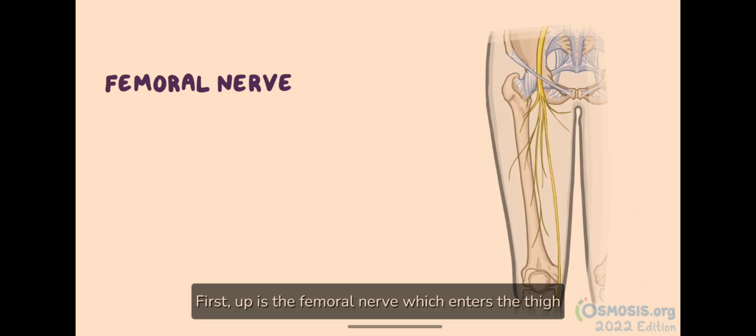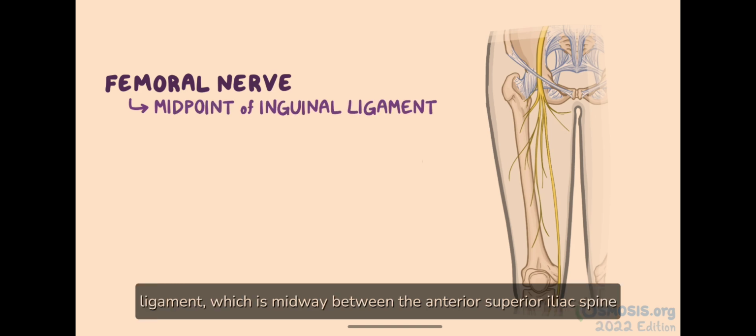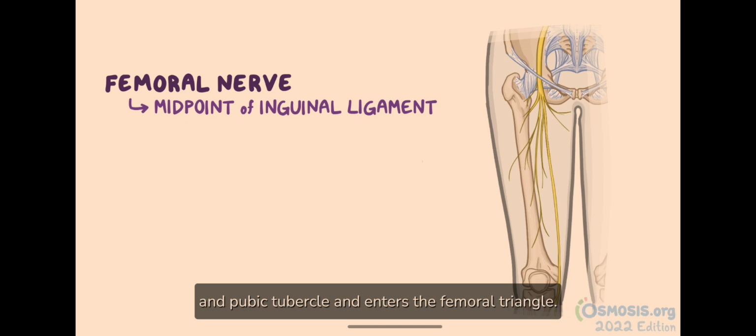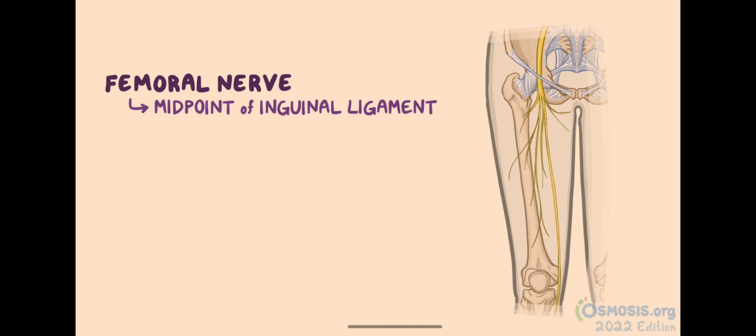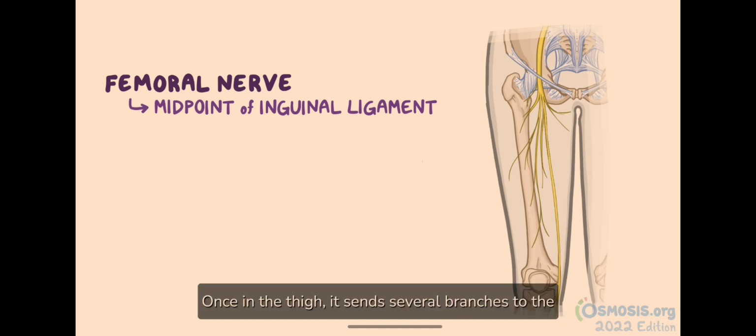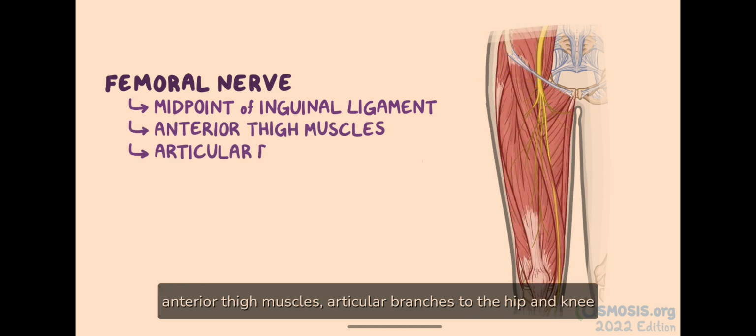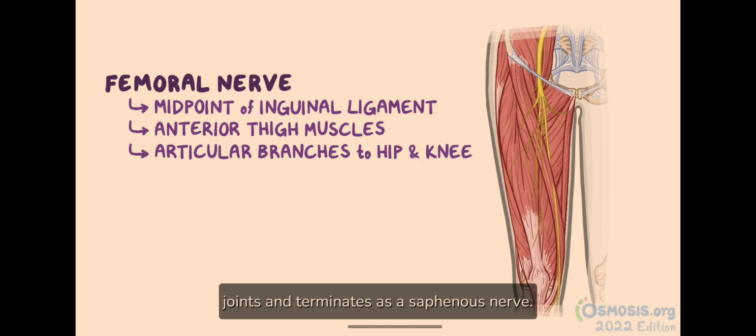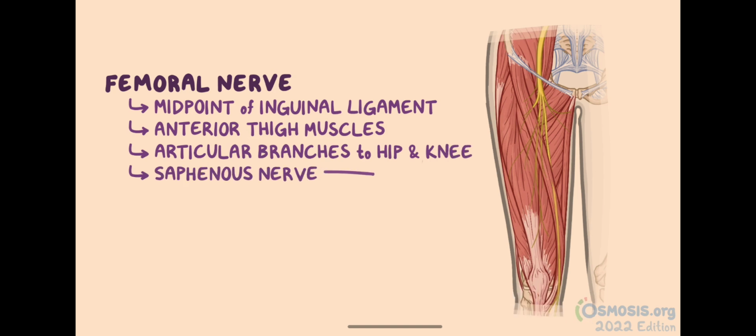First up is the femoral nerve, which enters the thigh deep to an area near the midpoint of the inguinal ligament, which is midway between the anterior superior iliac spine and pubic tubercle, and enters the femoral triangle. Once in the thigh, it sends several branches to the anterior thigh muscles, articular branches to the hip and knee joints, and terminates as a saphenous nerve.